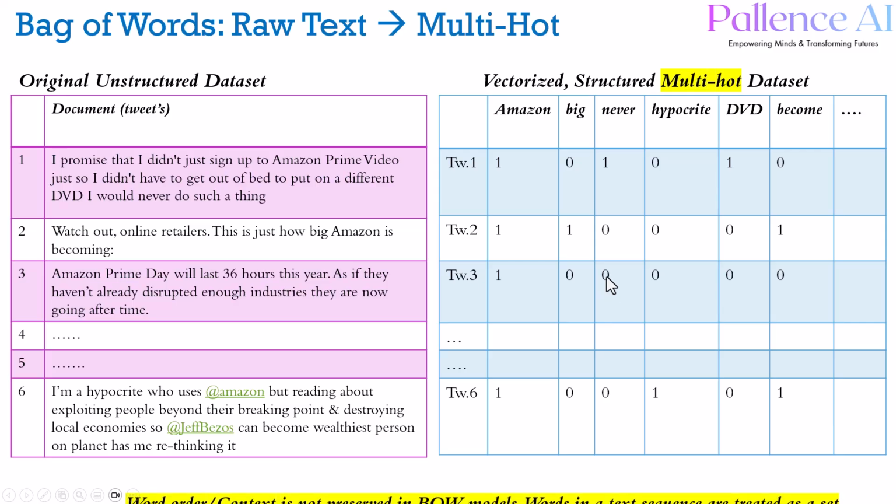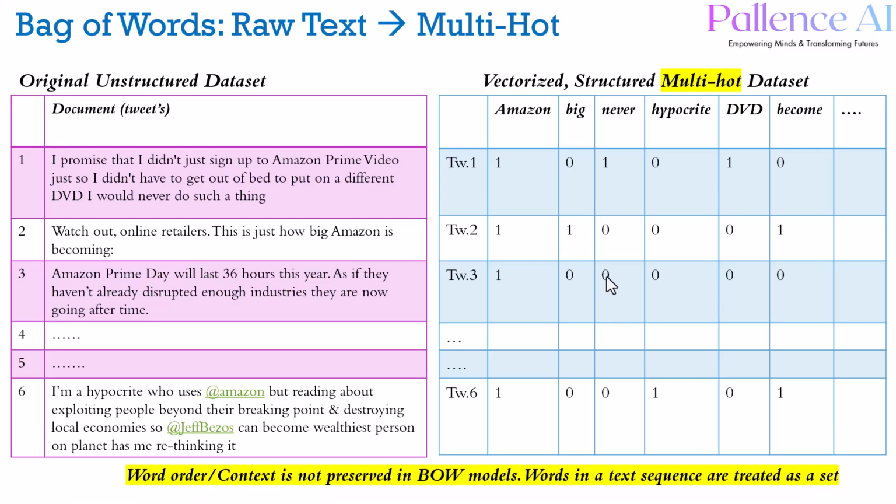Awesome. But the problem is, it's simple, but the word order or context is not preserved in the bag of words model, right? All these words are treated as sets. Again, as I explained, if you're using a bag of words model, you can still inject some kind of word order or context. So instead of taking one word as a column name, maybe you can take two or three words together. So maybe Amazon Prime is a word, right? Or never do is such a word. Or online retailer is a single column name. So you can take groups of words as your column names, and that will bring some kind of context.